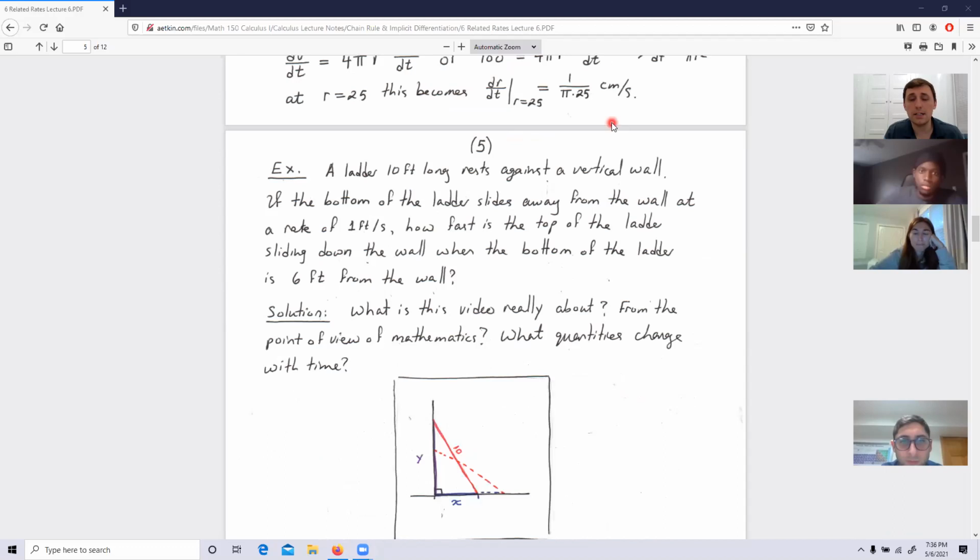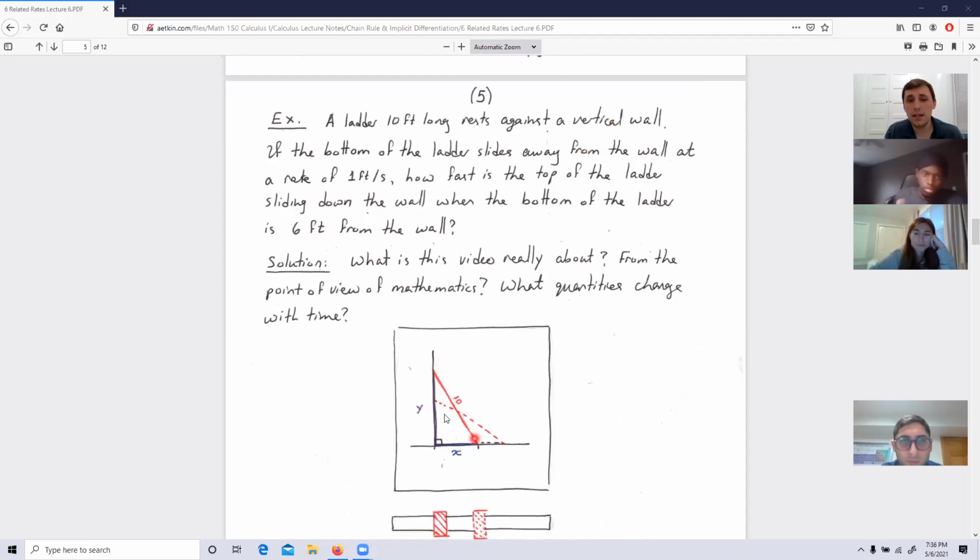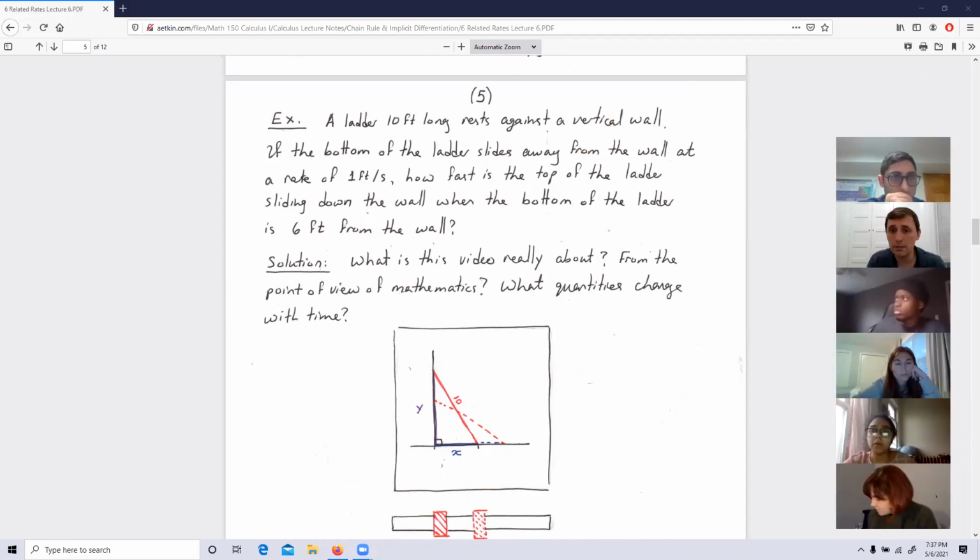Because look at it, guys, here is that video. Do you see here is the ladder? The hypotenuse of the triangle is the same, but x and y are changing, right? Initially x is 0 and y is 10, and then y is getting smaller, x is getting larger as I move in the video. But always together with the wall, I see x and y, I see a right triangle. Yes?